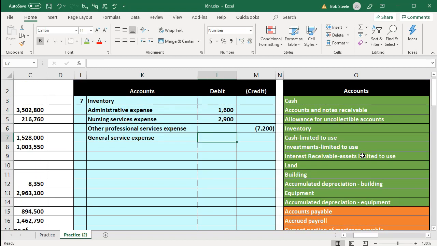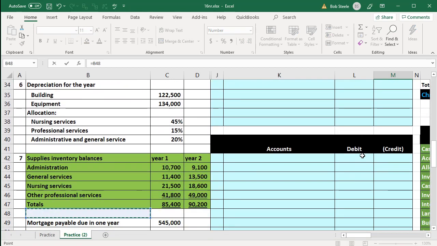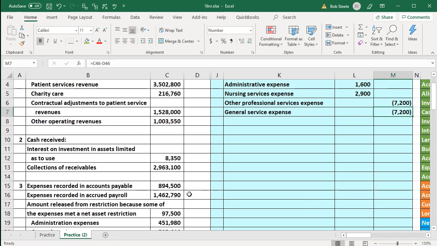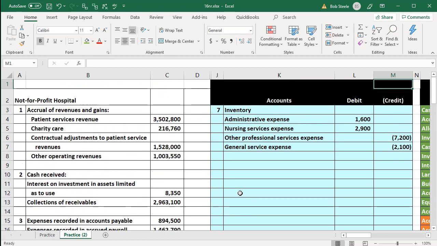Then we'll do our transaction here. Once again, this will also be a credit, I believe. So we're going to be in M7, equals, scrolling back down, and we're going to be picking up in the other professional services, the 41,800 minus the 49,000, and enter. Whoop, that's the wrong number, isn't it? So let's do that one more time. Equals, we're looking for the general, which is the 11,400 minus the 13,500, and enter. Okay, so there we have it.